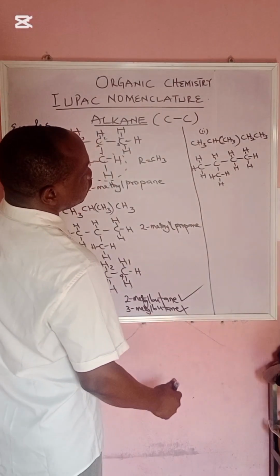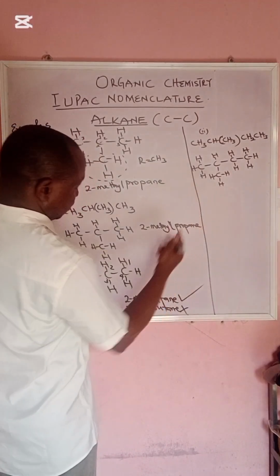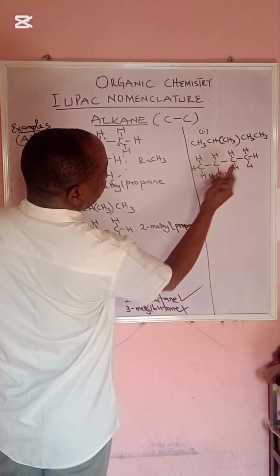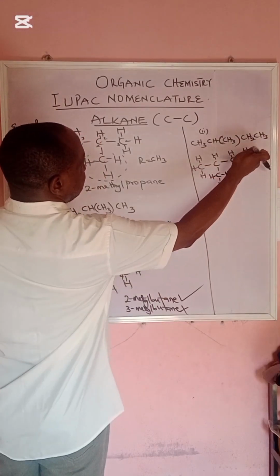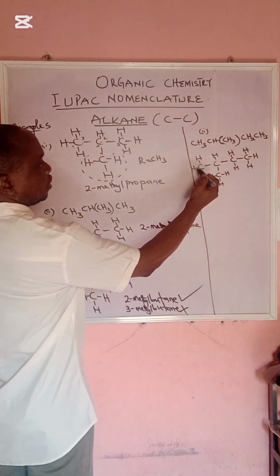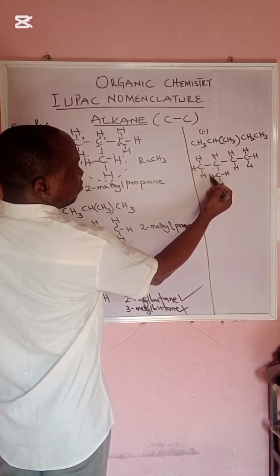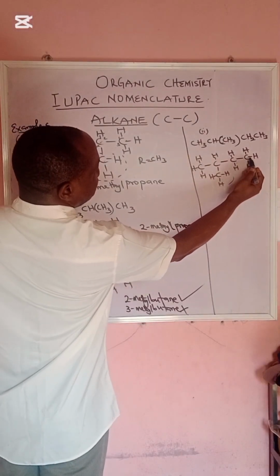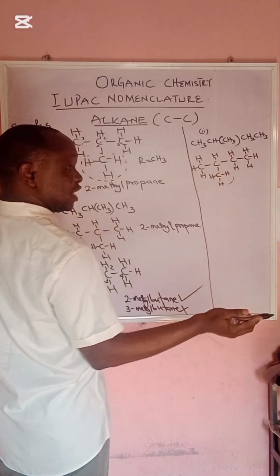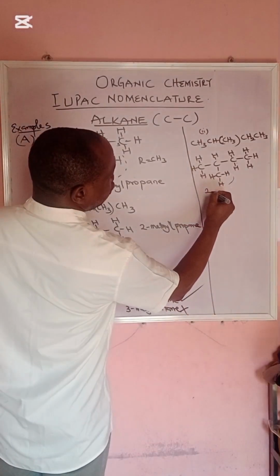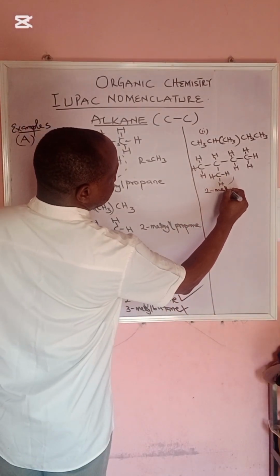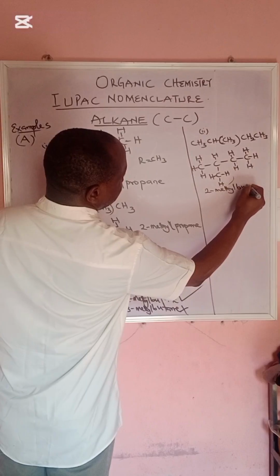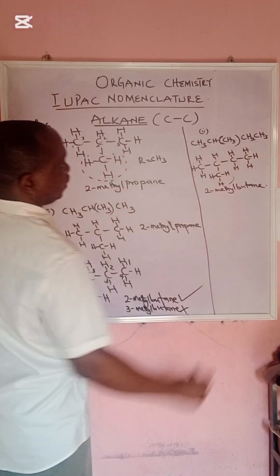So if you have to name this, you can see 1, 2, 3, 4. Longest is butane. From left to right, methyl attached to carbon 2. From right to left, methyl attached to carbon 2. You take the lower number. So definitely the name will be 2 methyl butane.